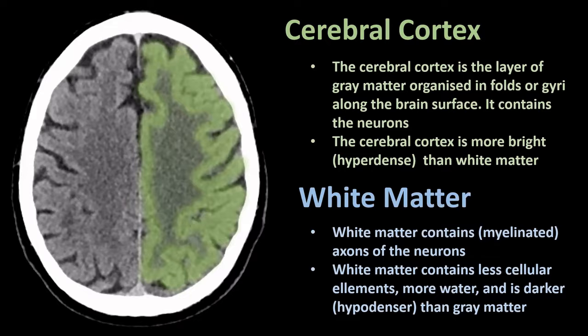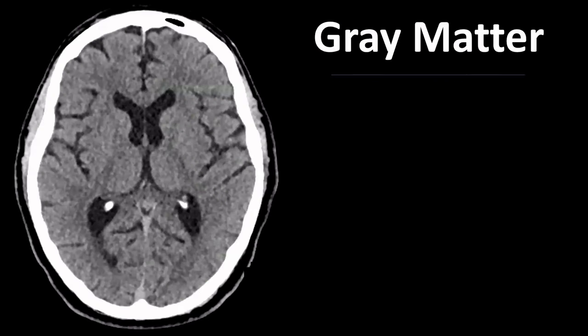It contains, for the most part, myelinated axons of the neurons. It contains less cellular elements, and as a consequence, a bit more water and is a bit more hypodense compared to gray matter. It's very important you see that difference. You see the difference in density between the cortex and the white matter. We call this the gray-white matter differentiation. If it is absent, it is a sign of pathology. But more on that when we talk about pathology.